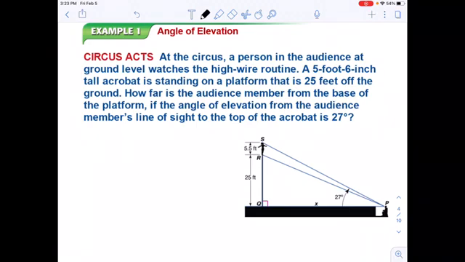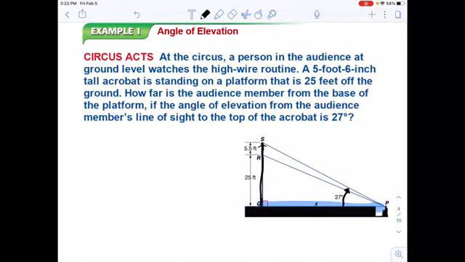So, at the circus, a person in the audience at ground level watches the high wire routine. A 5'6" tall acrobat is standing on a platform that is 25 feet off the ground. How far is the audience member from the base of the platform? So basically, this is what we're finding here. They already marked an X for us. If the angle of elevation from the audience member's line of sight to the top of the acrobat is 27 degrees. So we actually have everything we need.